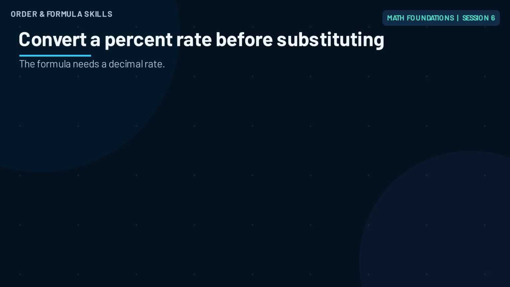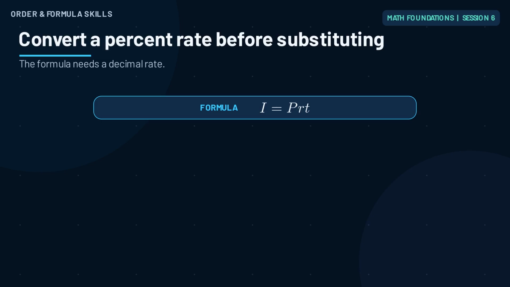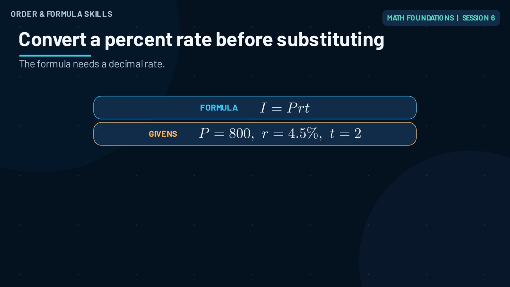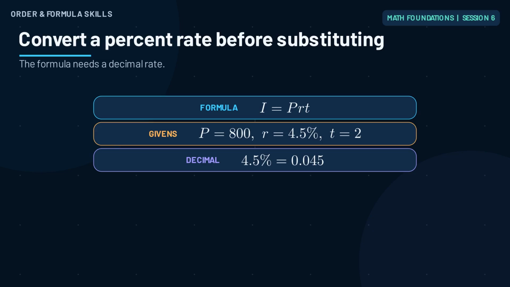Percent rates must be converted to decimals before most formulas can use them. Simple interest is I equals principal times rate times time. Let the principal be $800, the annual rate be 4.5%, and time be 2 years. Convert 4.5% to 0.045 by dividing by 100.